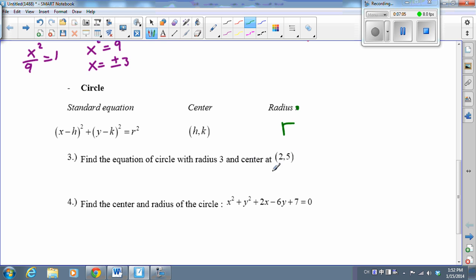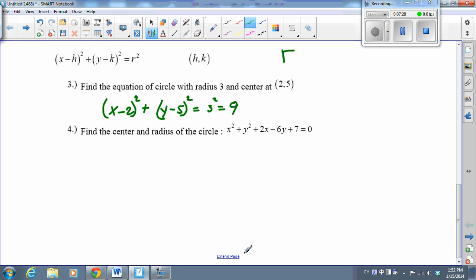Note that when the values move from the center to the standard equation, there's a switch of sign. So here I will have (x - 2)² + (y - 5)² equal to the radius squared, which is 3², actually 9.